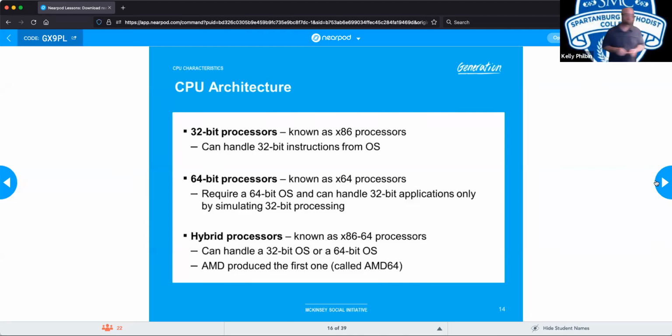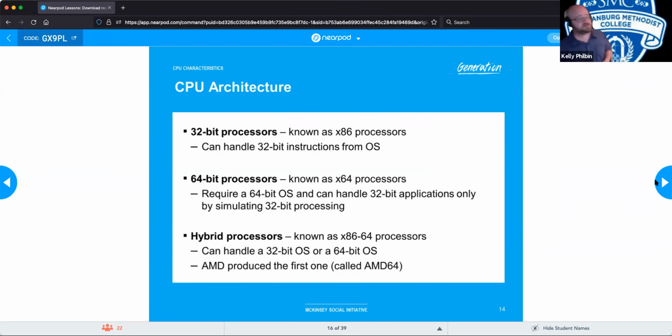All right, CPU architecture. This will let you know what type of operating system you can use. So you have 32-bit processors. They're also known as x86 processors. They can handle 32-bit operating systems. Why they're named x86, I don't know. I think somebody mentioned the year that they got to 32-bit was 1986. Not sure. When you get 64-bit processors, they're known as x64 processors.